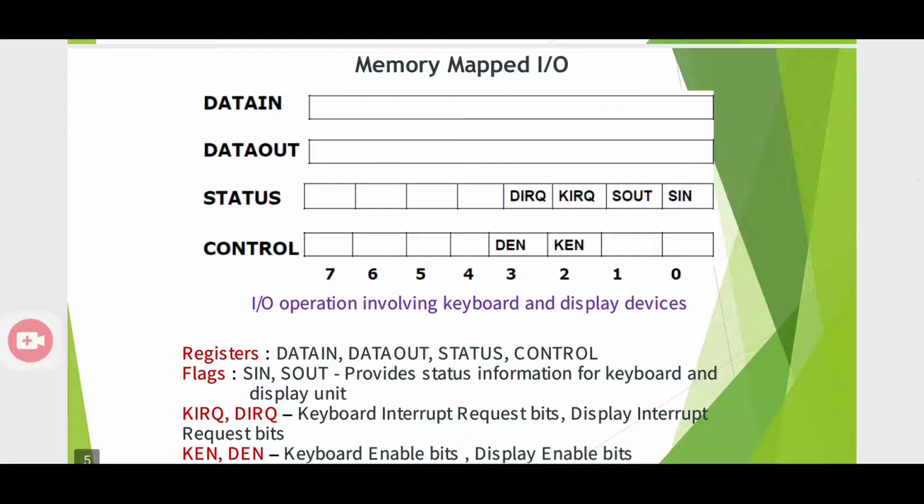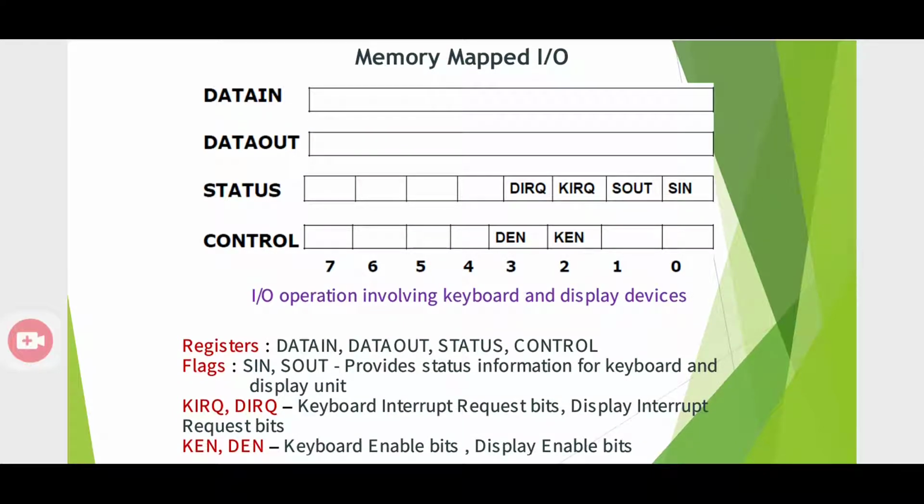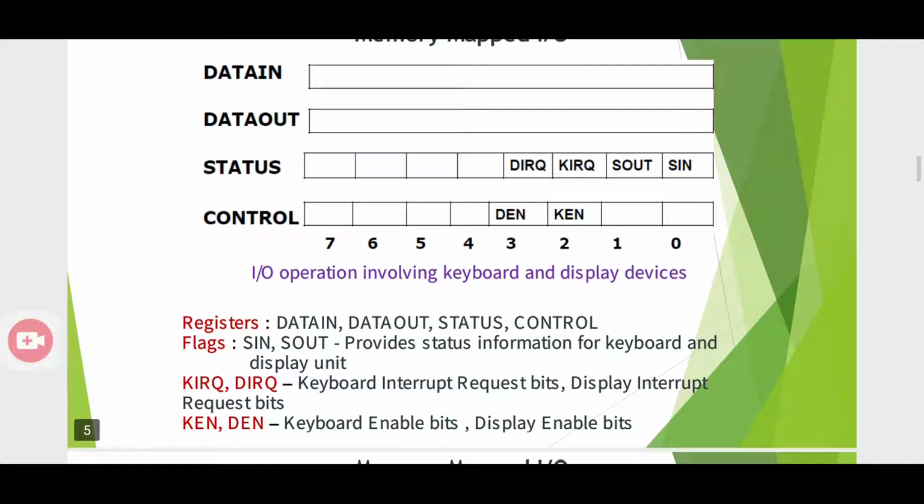So for memory mapped IO we have data in, data out buffers as well as status and control registers there. Flags are used, SIN and SOUT. They are the flags that indicate the status of a particular input output device. Then within the control register we have DEN and KEN, that is, the display enable bits and keyboard enable bits. And KIRQ and DIRQ, the keyboard interrupt request bit and display interrupt request bit. So all these are used in memory mapped IO.